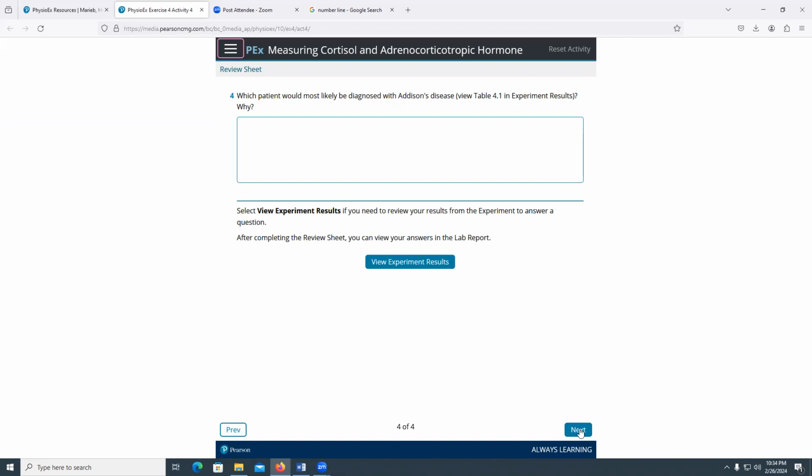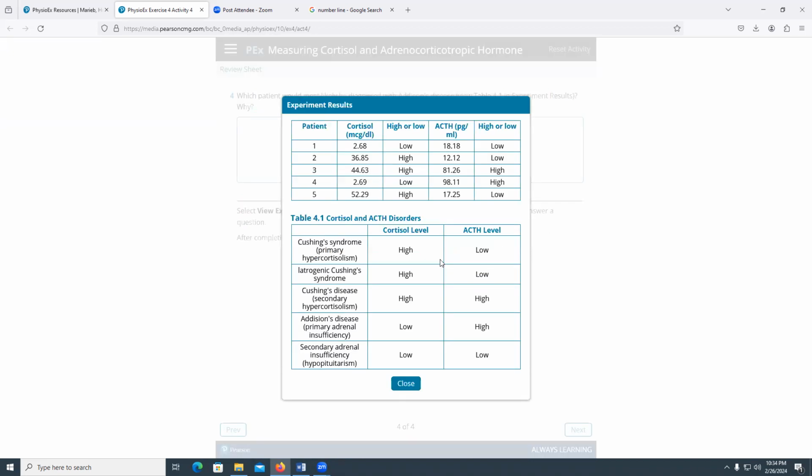Then which patient would most likely be diagnosed with Addison's disease? With Addison's disease, I need hypocortisolism. So which one has a low cortisol? 1 and 4. But patient 4 would be diagnosed with Addison's disease because the level of ACTH is high, but the level of cortisol is low. So we have low cortisol indicating Addison's disease, but a high ACTH secreted from the pituitary gland, indicating that patient number 4 is suffering from Addison's disease.